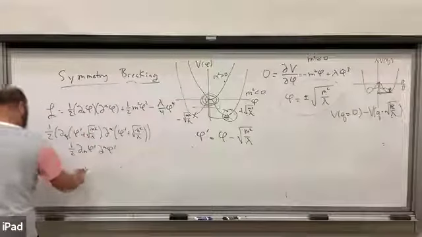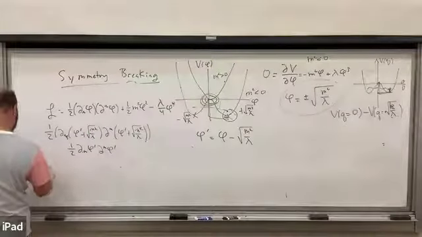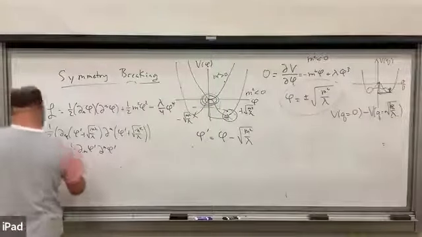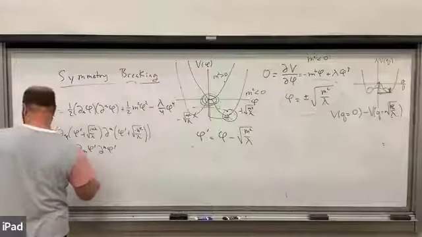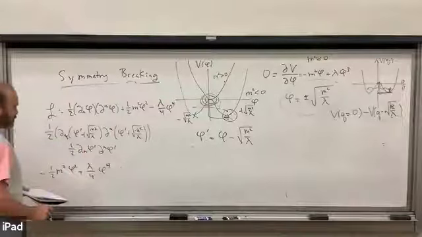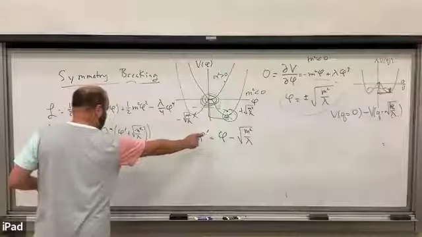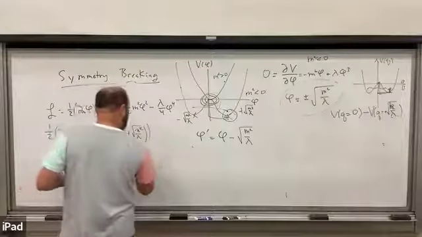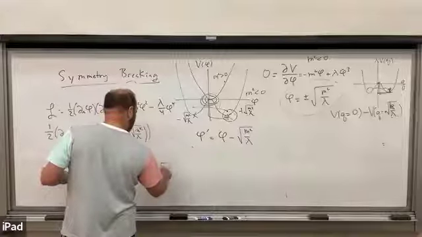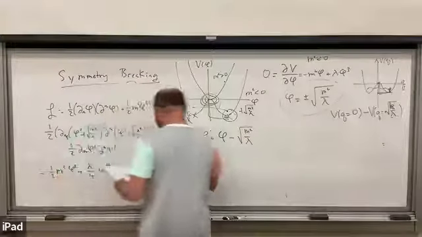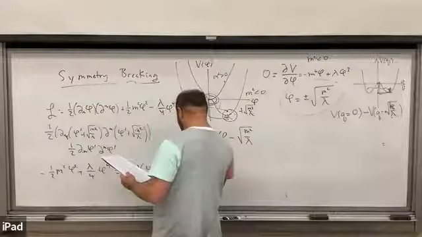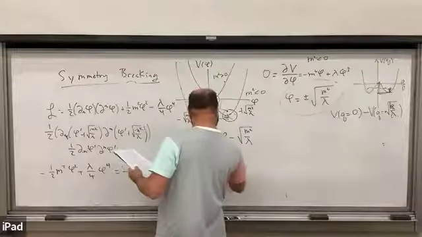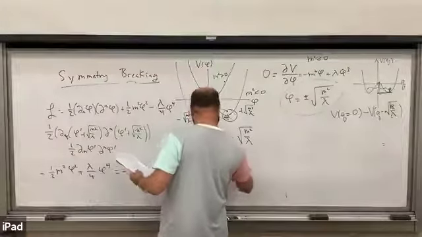Now, this is a little bit more interesting. It's minus 1/2 m² φ² plus λ/4 φ⁴. So what you do, again, is you put the φ in here. It's minus 1/2 m² times (φ' plus the square root of m²/λ) squared, and then plus λ/4 times (φ' plus the square root of m²/λ) to the 4th. Okay.